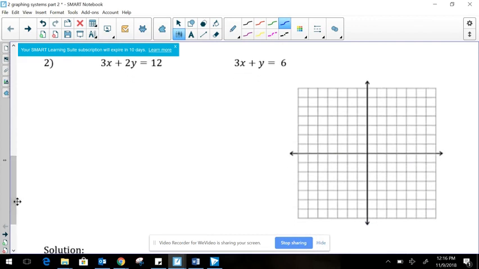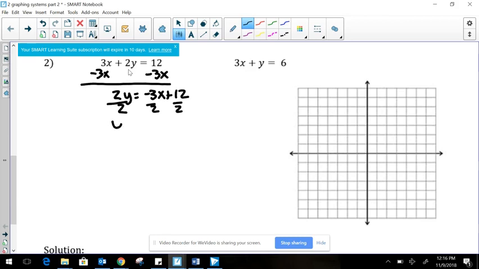Okay, so now this is the new one for today. If you notice, both equations are not in slope-intercept form. So I have to solve both of these for y, then graph. So subtract 3x from both sides. Okay, then divide by 2. So I have y equals negative 3 halves x plus 6. Okay, and the second one here, I have y equals negative 3x plus 6.